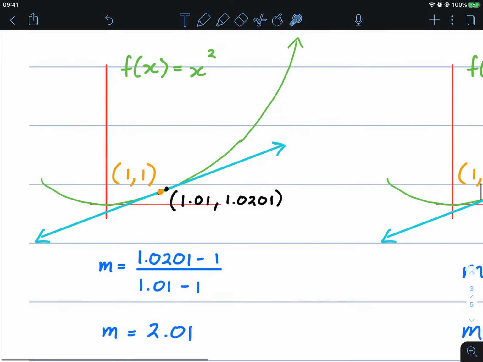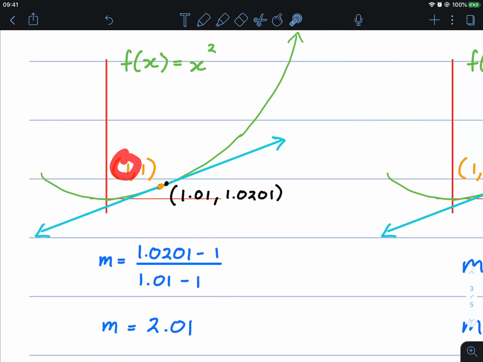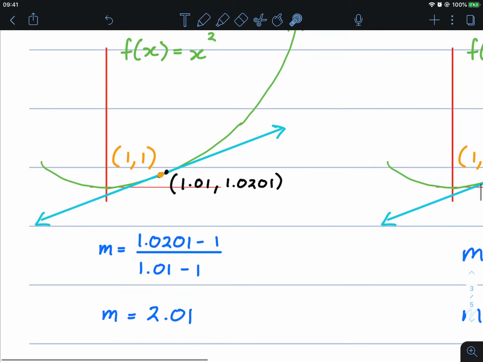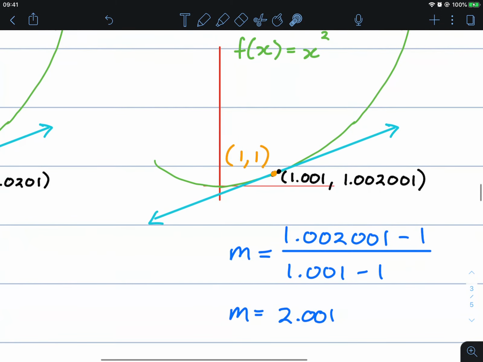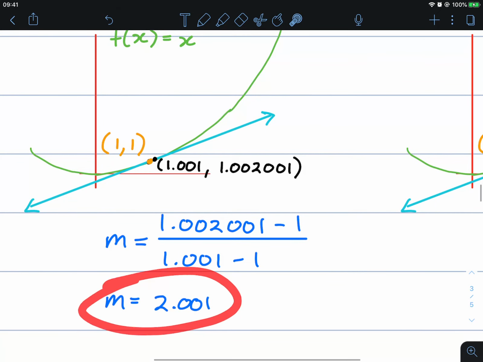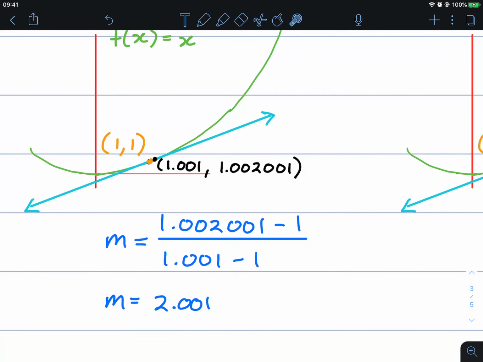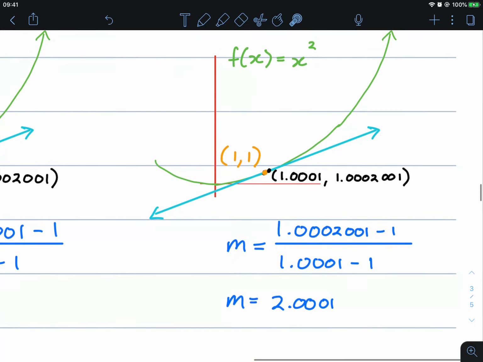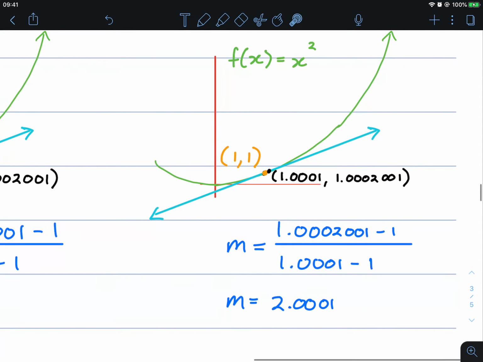This time it's really close. It's 1.01. The gradient of this secant is 2.01. We can actually move this even closer. 1.001. So it's even closer. The gradient of this is 2.001. And one more time, even closer. We repeat the gradient calculation, and it gives us a gradient of 2.0001.